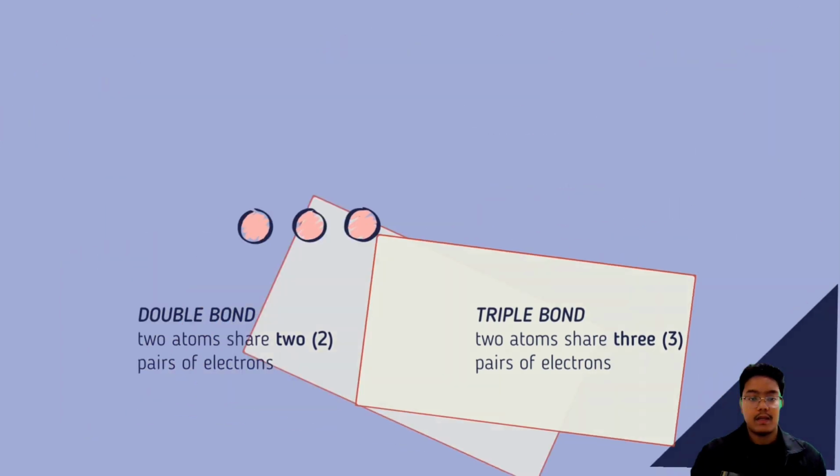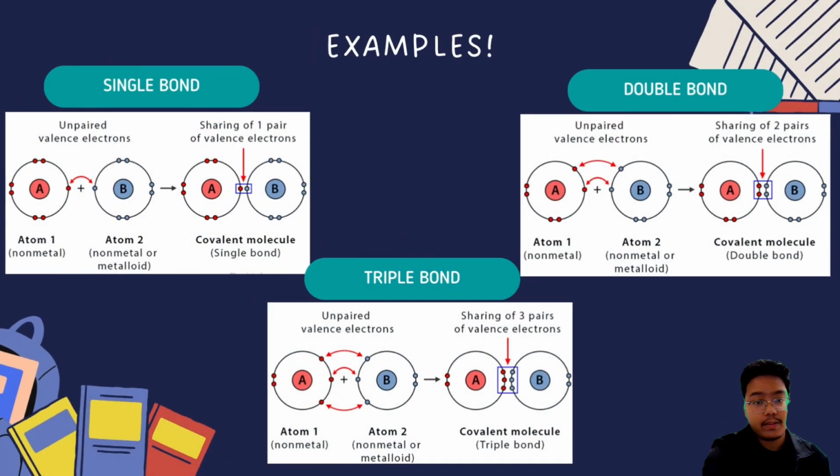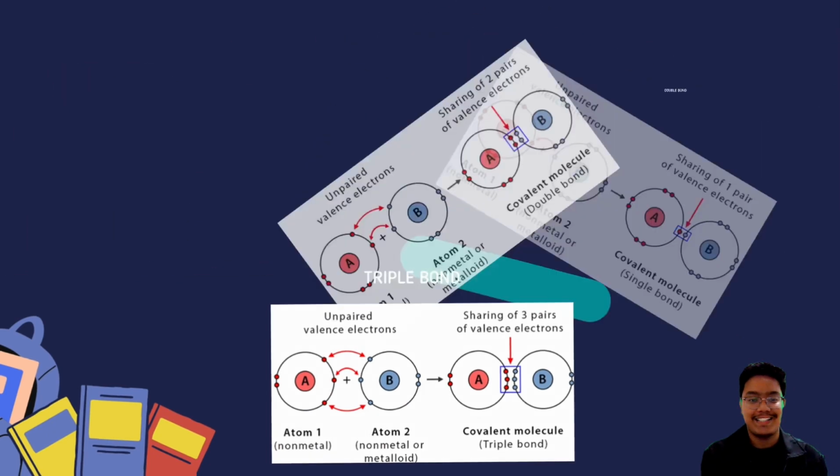That's all. As you can see, for single bond, atom 1 is non-metal and atom 2 is either non-metal or metalloid, and both of them will share one pair of electrons and will form a single bond. While for double bond, the same goes as single bond, but this time two pairs. Triple bond is the same, but this time they form a triple bond and share three pairs of electrons.